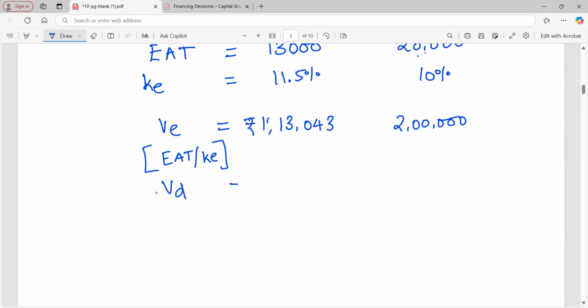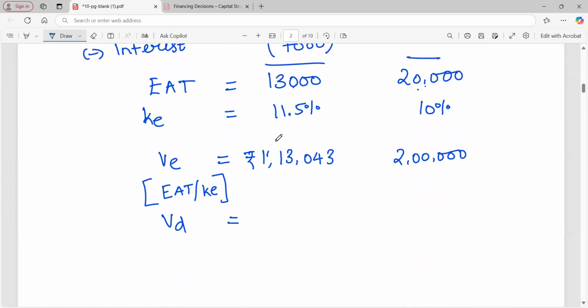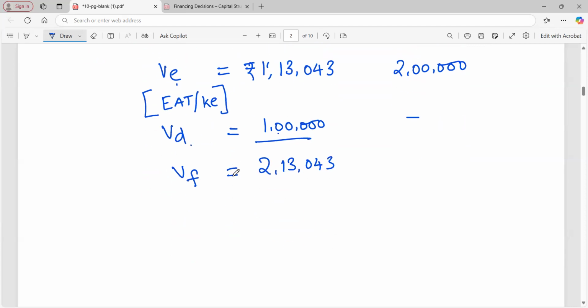Now the value of debt. What is the value of debt for M Limited? It is directly given in the question as 1 lakh. So the value of debt for M Limited is 1 lakh, and for N Limited it will be 0 because it is an unlevered company. We know the formula that the value of the firm is equal to value of debt plus value of equity. For M Limited, the value of debt is 1 lakh and the value of equity is 1,13,043. When we add them, we get 2,13,043 as the value of the firm for M Limited.